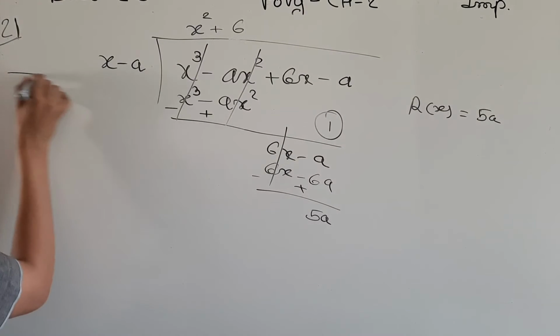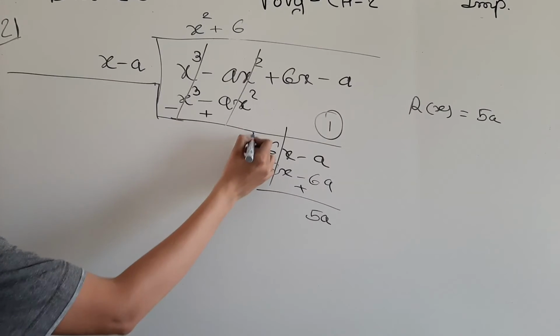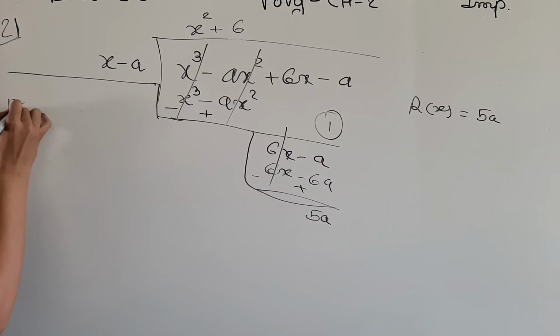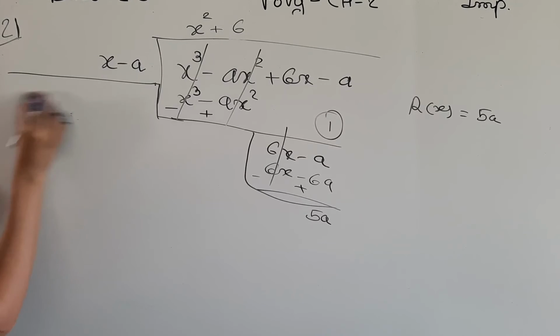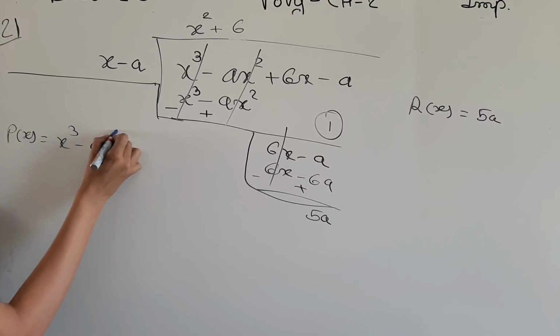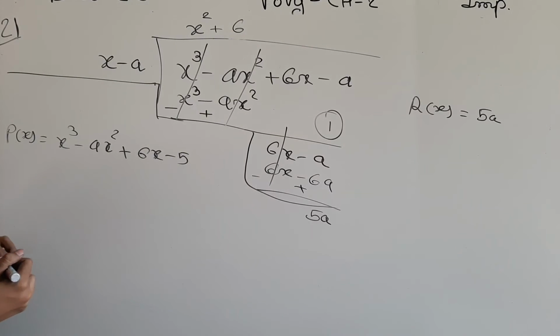Here I am showing you. Okay, so now p of x is what? x cube. P of x is what? x cube minus x square plus 6x minus 5.